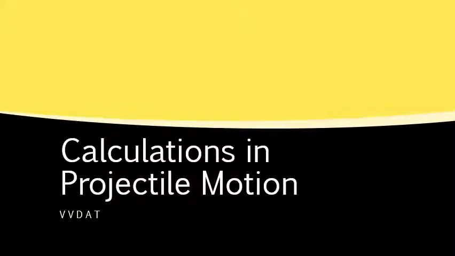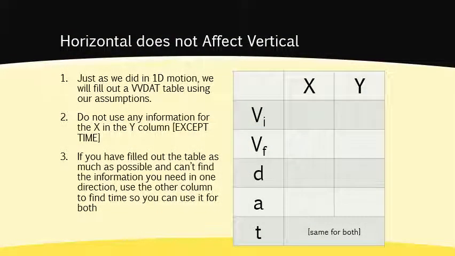Today we're going to look at calculations in projectile motion. We're going to separate the horizontal from the vertical and see what they have in common at the same time. Horizontal does not affect vertical. So you'll notice that this looks very similar to the VV.dat table that we used in one-dimensional motion, only now we've added another column because now we're going to put in information for X and for Y.